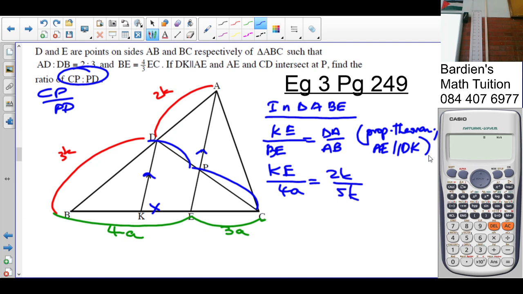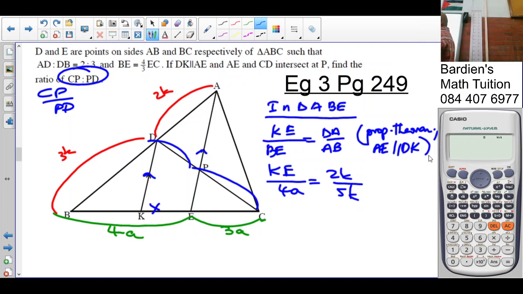Why didn't I say KE over KB? Who can tell me why I said EK over EB instead of EK over KB? We don't have the length of BK. We have, however, the length of EB. That is why I went with EB. Why EK? Because I want to calculate EK. Does it make sense? Okay.